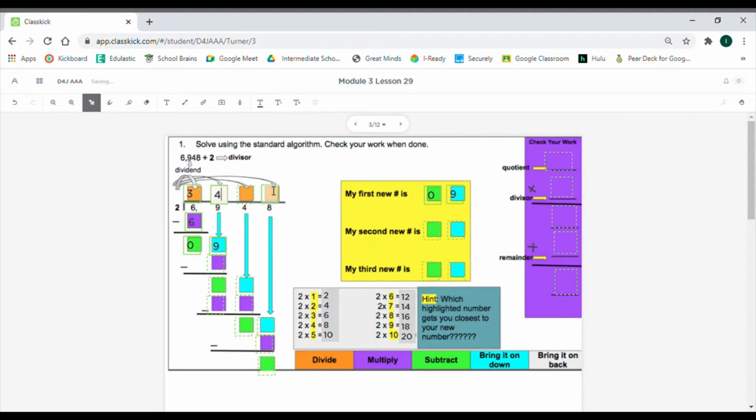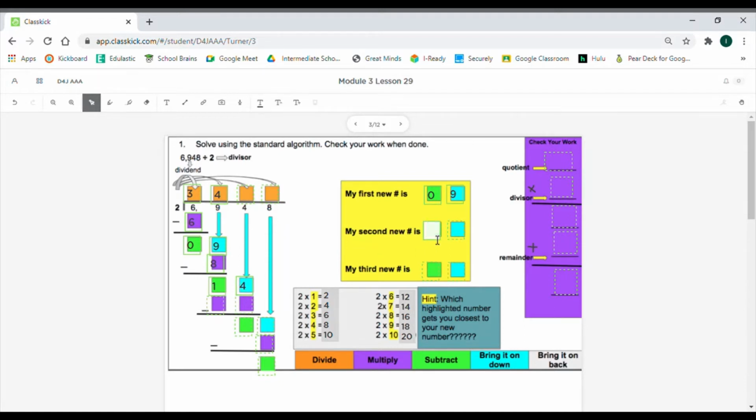Pause the video if you need to use your facts. If you said 4, you're absolutely correct. 2 goes into 9 4 times. We just put a 4 at the top. Our divisor is 2. 2 times 4. What's my product? Yeah, 8. And subtract 9 minus 8. Good job, 1. Bring it on down. What number are we going to bring down? Good, 4. And bring it on back means we're starting from the beginning.